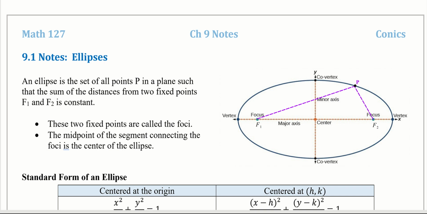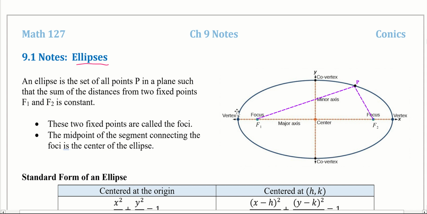Mr. Havel here. We're going to go over 9.1 today, which is all about the ellipse. It says an ellipse is a set of all points P in a plane such that the sum of distances from two fixed points F1 and F2 is constant. You'll see F1 is our focus and F2 is another focus.